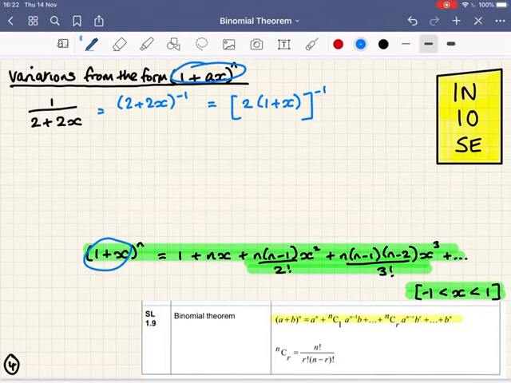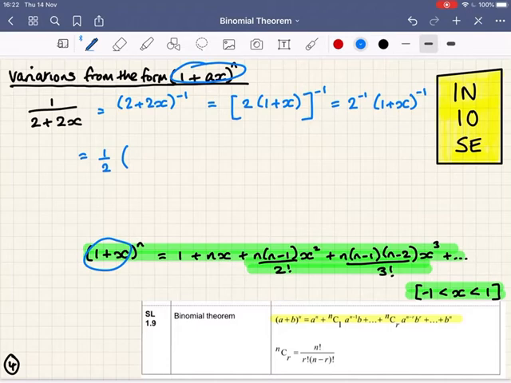I've just factorised and taken 2 out so that I've got an expression that is now in the form 1 plus ax to the power of something. And then I can expand that out further and say, well, this is my laws of indices. 2 times 1 plus x all to the power of minus 1 is the same as 2 to the minus 1 times 1 plus x to the minus 1. And then as soon as I've done that, I've got this in a form that I can easily work with. So 2 to the minus 1, as we know, is a half. And then inside the brackets, I'm just going to expand out my 1 plus x to the minus 1.